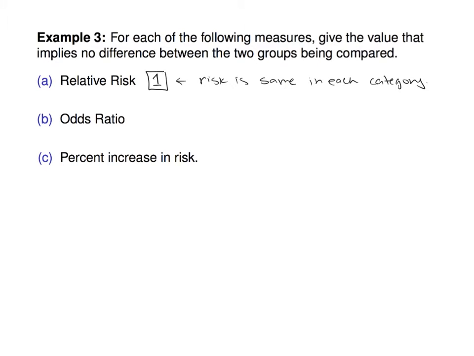Okay, odds ratio, same thing, also 1 for the same reason. All right, percent increase in risk. Well, there will be no change if the percent increase in risk does not change, so that will be a 0% increase in risk. So no increase.